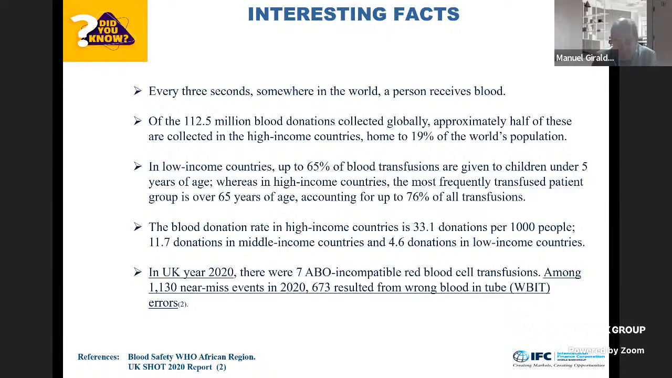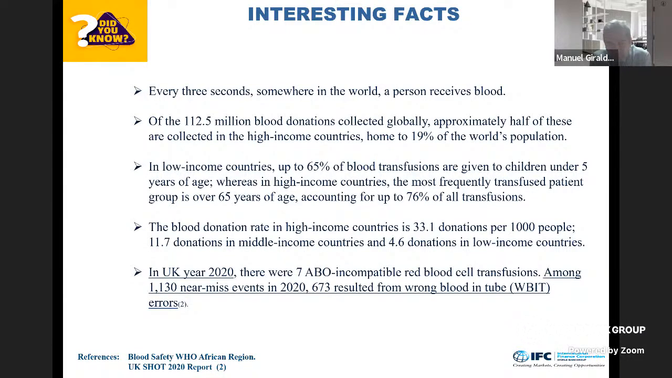Over 100 million people donate blood globally, and 19% of that blood is collected in high-income countries, which make up around 20% of the world population. The next one is that in low-income countries, most of the blood transfusions go to pediatric patients, whereas it is the opposite in high-income countries, where most of the transfusions go to people over 65 years of age.